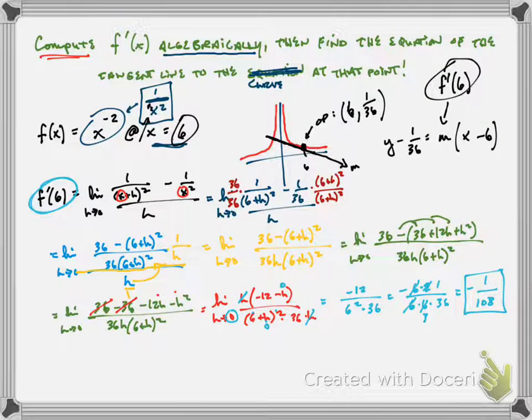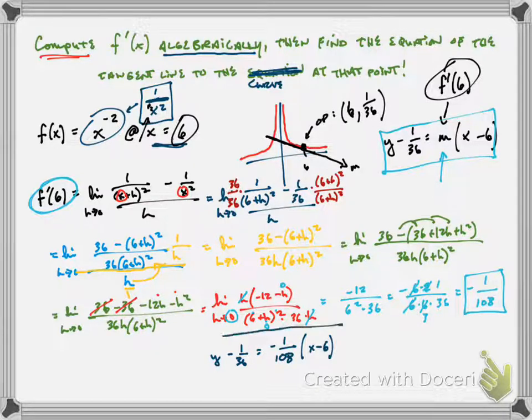And so put it all together now. Recall up here, we said we're solving for m. Once we have m, we're in business. So our final tangent line equation in point slope form would be y minus 1 over 36 is equal to negative 1 over 108 times the quantity x minus 6. You could again convert that to slope-intercept form, but point slope is just as good.